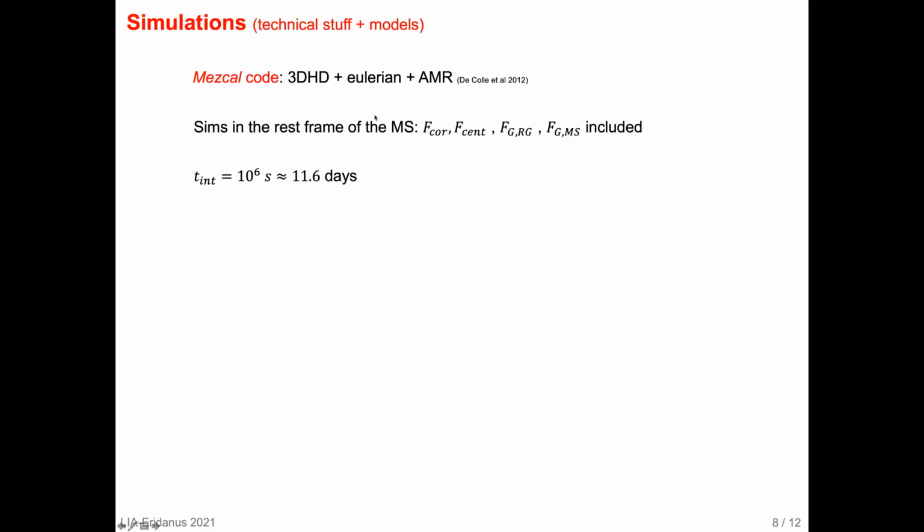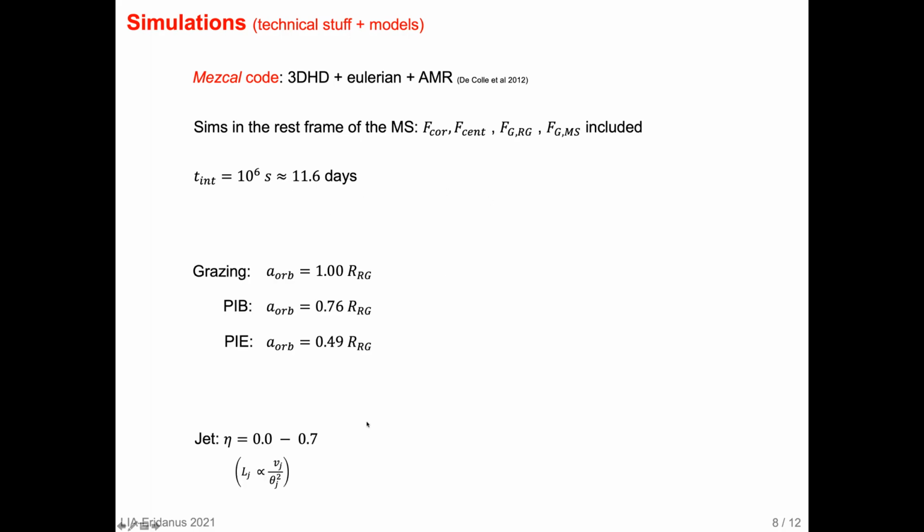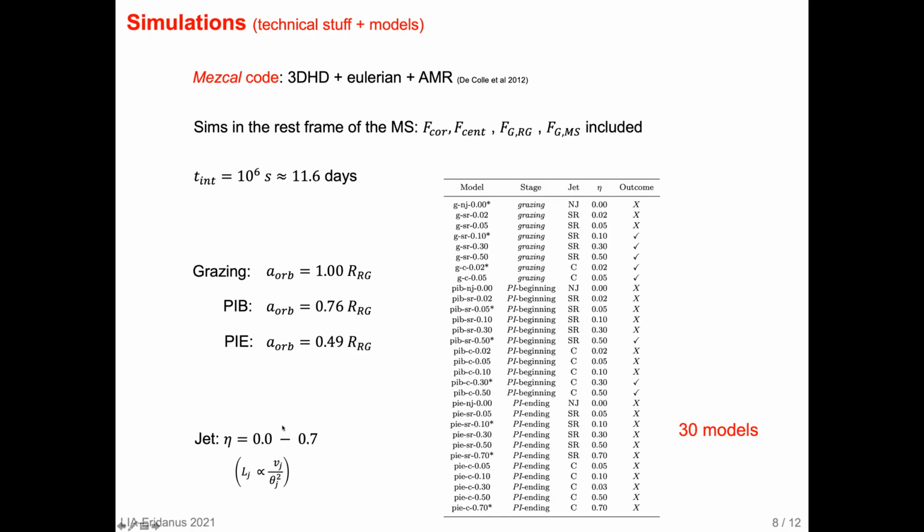And technical stuff also, we used Fabio's Mezcal code. For those of you who don't know, mezcal is like the fancy, trendy tequila that we drink now in Mexico. So it's a nice name. Another important thing is we're not looking at the big picture; our reference system is locked on the main sequence star. So we see like a wind, which is incoming because the main sequence star is moving around the core of the red giant. We simulate like 11 days, and the jet is powered with different efficiencies. All in all, we do 30 models.